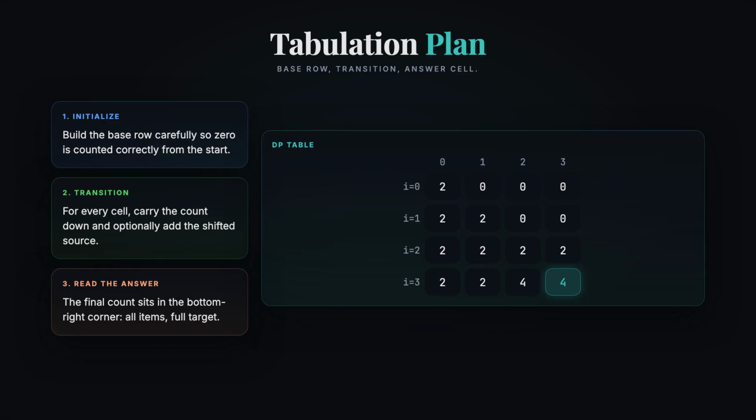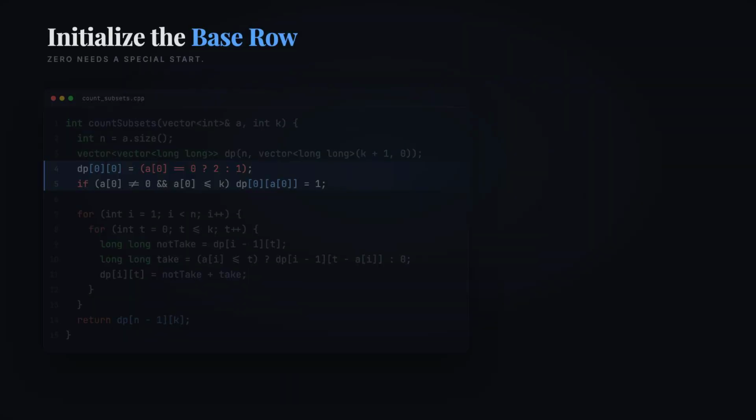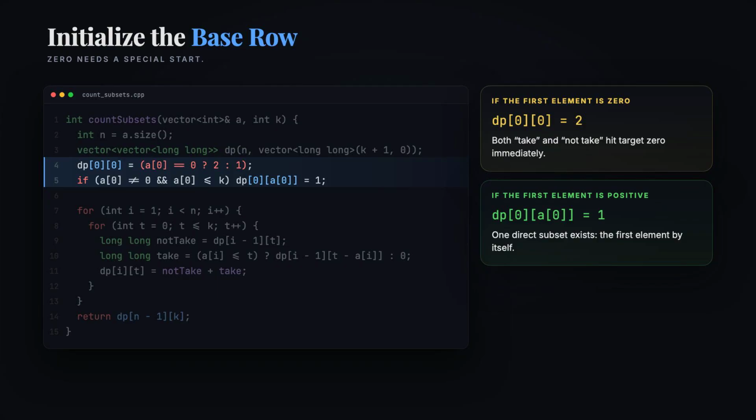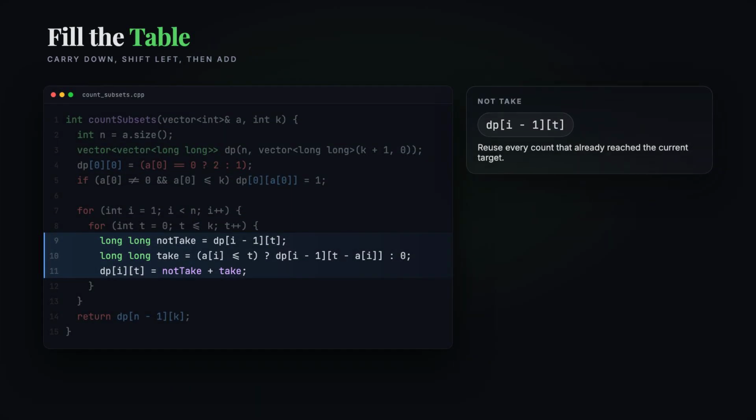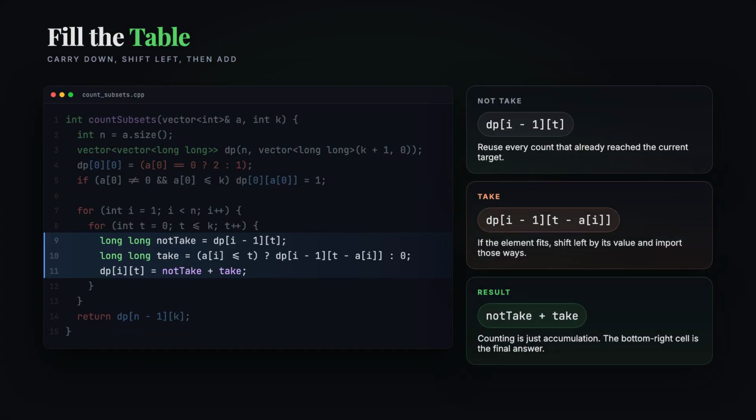The tabulation approach. First, the base row. If the first element is a 0, dp[0][0] gets 2, otherwise it gets 1. And if that first element is positive and within k, we mark its position with a single way. Then we fill the table. For every element and every target, not take carries down the count from above. Take pulls from the column shifted by the element's value. We add them together. That's it. The answer sits in the bottom right corner.